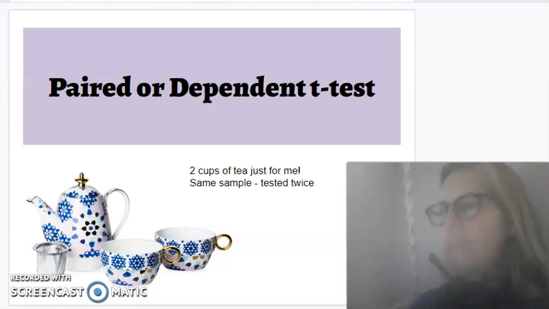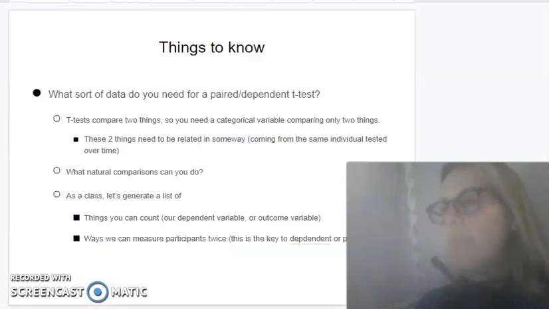Again, I have 2 cups of tea, but now the 2 cups are just for me. Or you get the 2 cups of tea. The idea being it's the same sample of individuals and I am testing them twice. Again, T can only happen with 2 time points or 2 groups. And so we're working with time points.